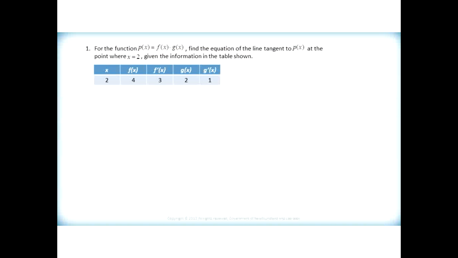All right, so here's a test type question, very similar. It says find the equation of the tangent at the point where x equals 2, given the information in the table. So we've got to first get the value of the derivative, so p prime at 2 will be what we're after first here. So p prime at 2 is going to be f prime at 2, g of 2, plus g prime of 2, f of 2.